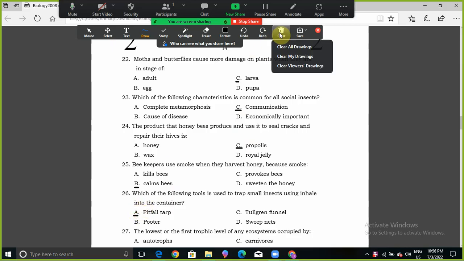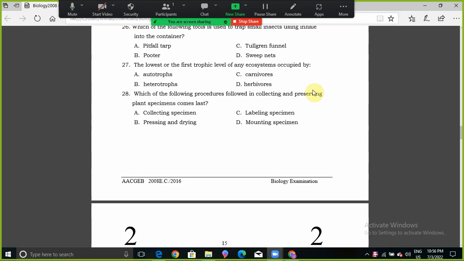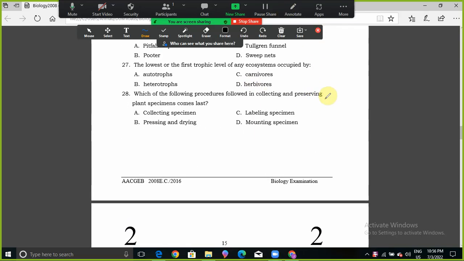Now, in question number 27. Question number 27 says the lowest or the first trophic level of any ecosystems is occupied by what? By autotrophs, heterotrophs, carnivores, or herbivores? The answer is heterotrophs. Why? Because heterotrophs is the first trophic level of any ecosystems occupied.